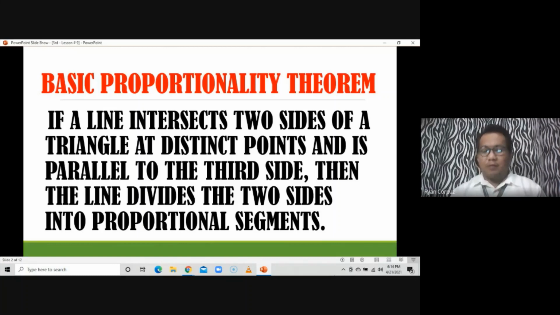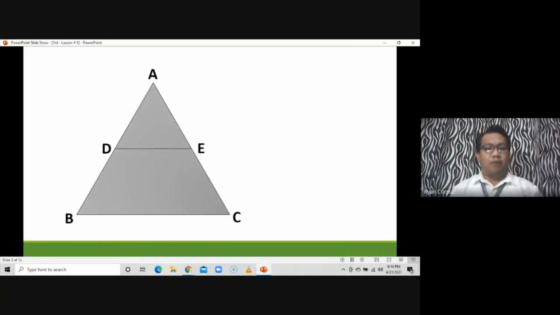So para mas maintindihan natin nang mas mabuti, let's draw a figure that will talk about the basic proportionality theorem. Ito yun, for example, we have here triangle ABC. And we have here segment DE. This segment intersects two sides of the triangle at distinct points, and that segment is parallel to the third side of the triangle. If that is the case, then we can apply the basic proportionality theorem.